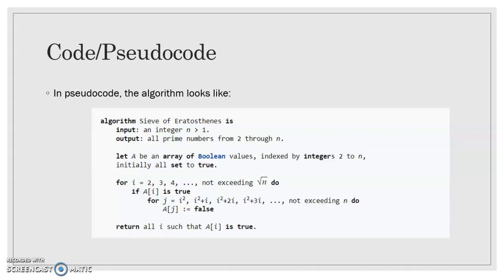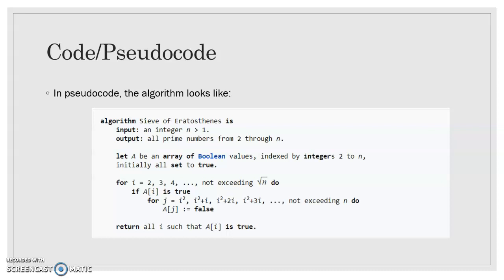There are multiple ways to depict this algorithm, one of which is pseudocode. In pseudocode, the algorithm would look like this. The user would first input an integer. This is the range. The output is telling the computer what to print, which is all the prime numbers between 2 and the integer the user selected.